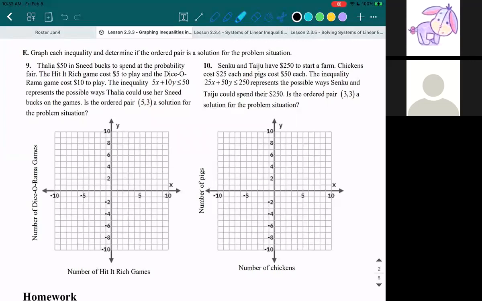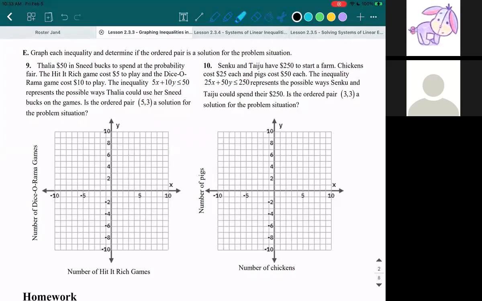Talia has $50 in Sneed bucks to spend at the probability fair. The Hit It Rich game costs $5 to play, and the Dice-O-Rama game costs $10 to play. The inequality 5x plus 10y is less than or equal to 50 represents the possible ways Talia could use her Sneed bucks on the games. Is the ordered pair (5, 3) a solution for the problem situation?